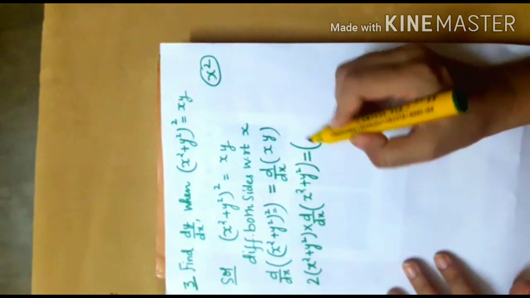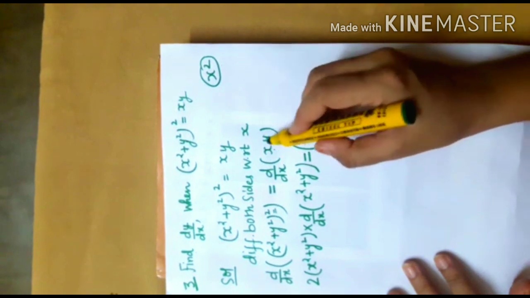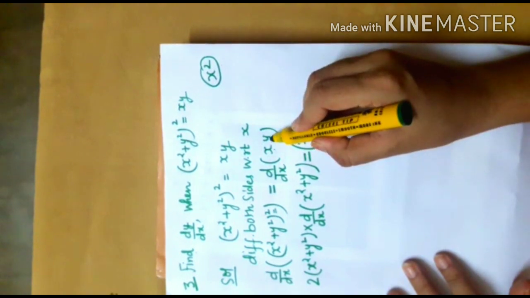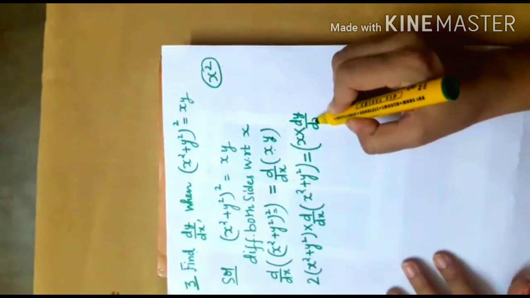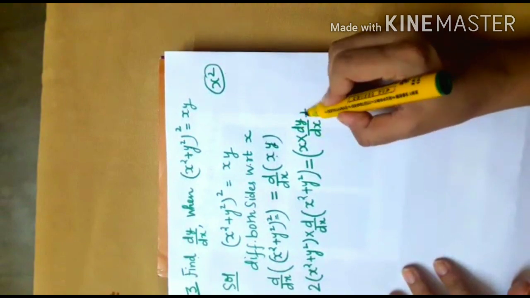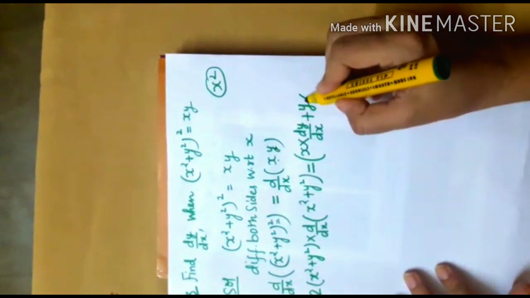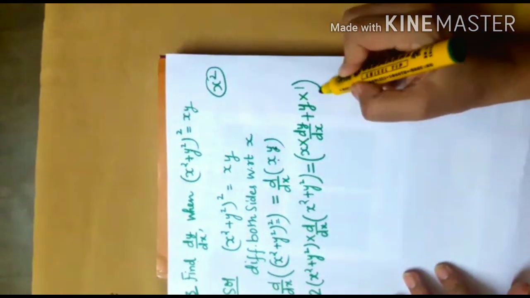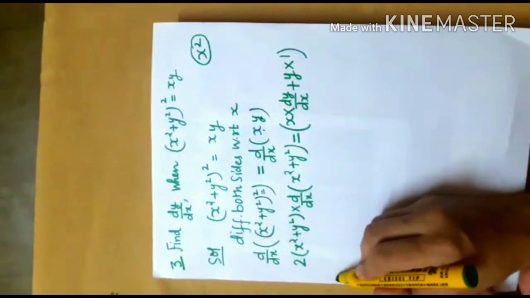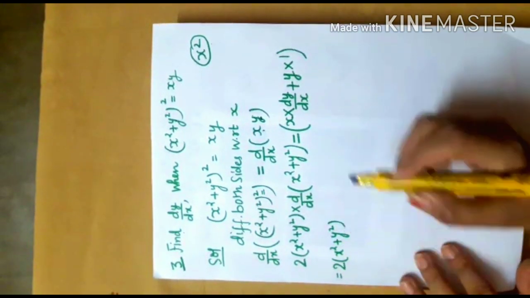Yes, apply the product rule. First function, that is x, into derivative of second with respect to x. So derivative of y with respect to x is written as dy by dx, plus second function, that is y, into derivative of x with respect to x. It is 1. So this will be equal to 2 times (x square plus y square).